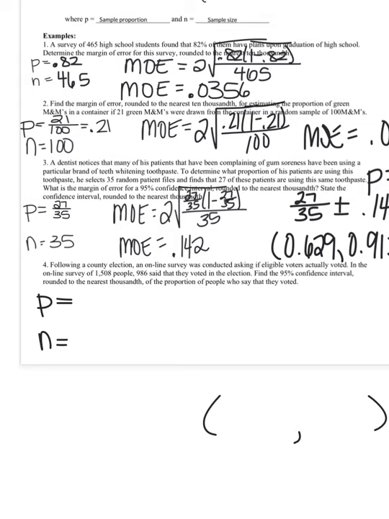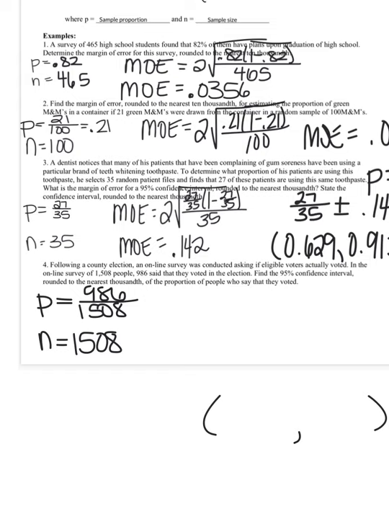And to find the margin of error, you can use this formula, or you can multiply the number of standard deviations times 2, but we don't have that. So your n value, the sample size, is 1,508, because that's how many people they're talking about. And then your proportion would be the 986 out of that 1,508, because we're talking about the people that did vote. 986 out of the 1,508 said that they voted.